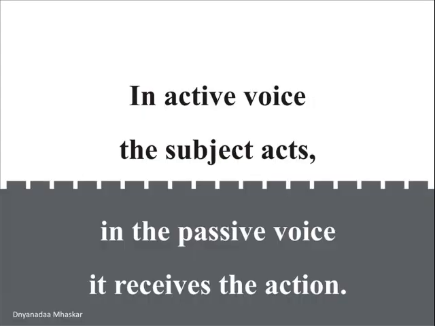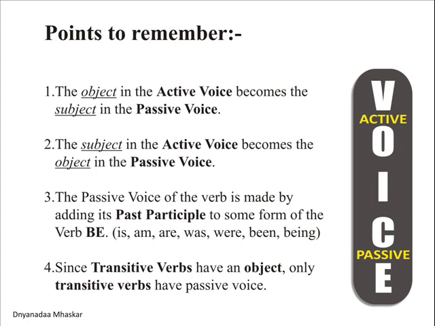Let us summarize the definition of active voice and passive voice. So let us see. In active voice, the subject acts, whereas in the passive voice, it receives the action. In other words, in active voice, the subject is active, and in the passive voice, it becomes passive. So in active voice, we find the subject to be taking the action, whereas in passive voice, we find that the action plays more important than the doer of the action. Let us see the points that you need to keep in mind.